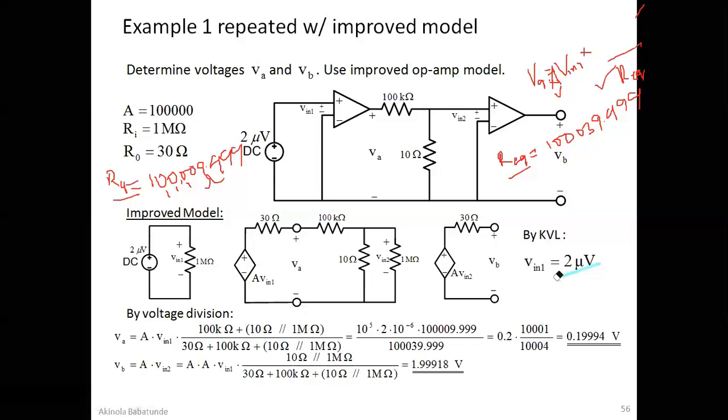And then you go ahead to find your VB. How do you find this VB here? The VB is supposed to be equal to A times V into, as you can see here. Again, the next thing you want to ask yourself is, how do you find your V into?